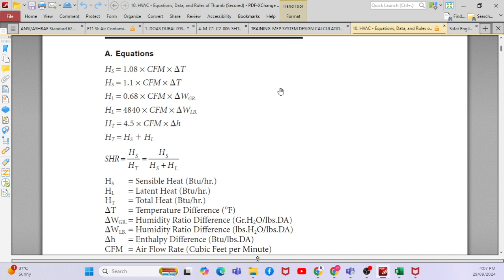The temperature will be approximately 10 to 13 degrees Celsius, something like that. We can calculate the exact value based on the bypass factor and the apparatus dew point temperature. Clear, right? So by using this equation, you can calculate the total load or sensible load. This is what is given here.